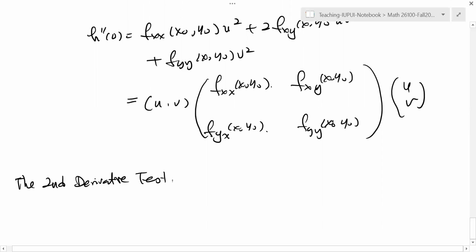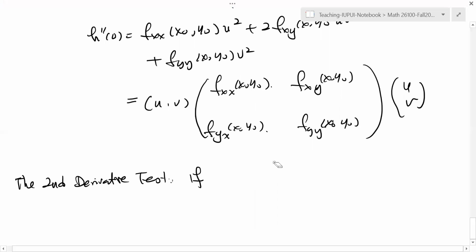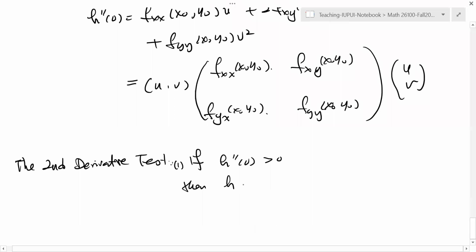It says that if h prime is 0, and h double prime is positive, right? We have just two cases here. So if the second derivative is positive, then this is going to be a local minimal value, right?